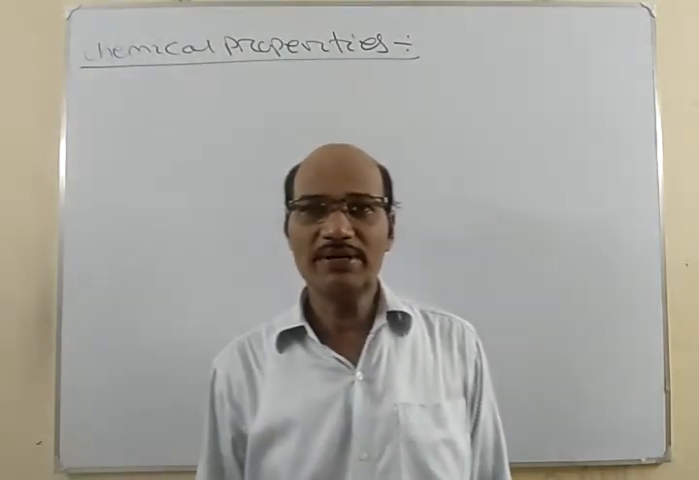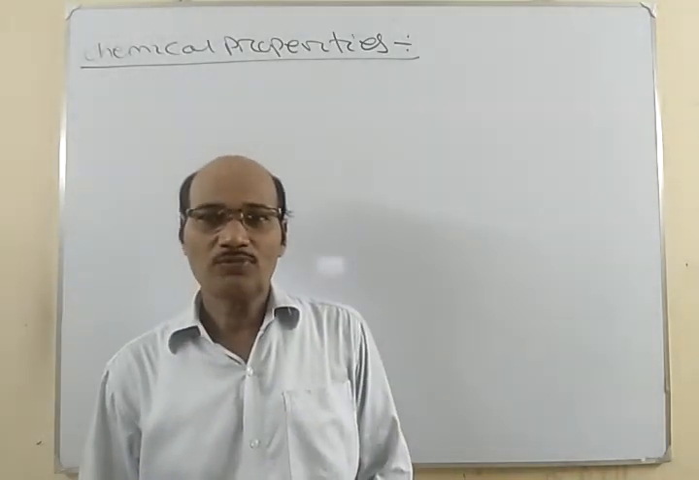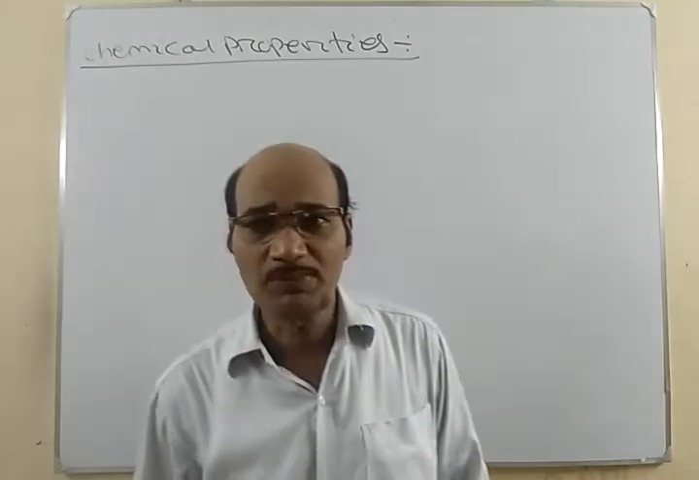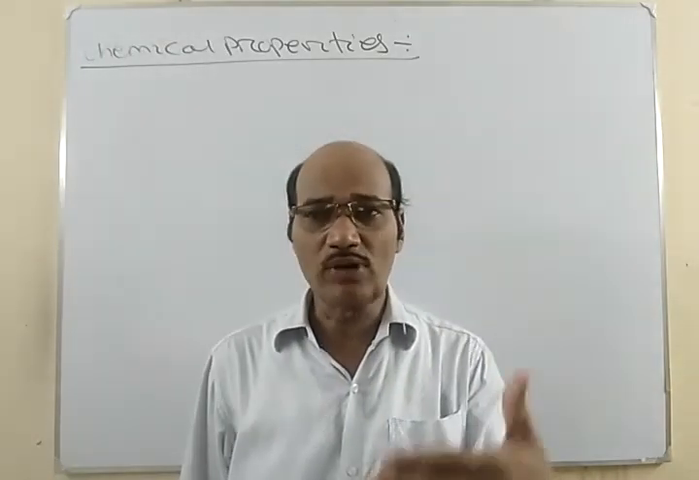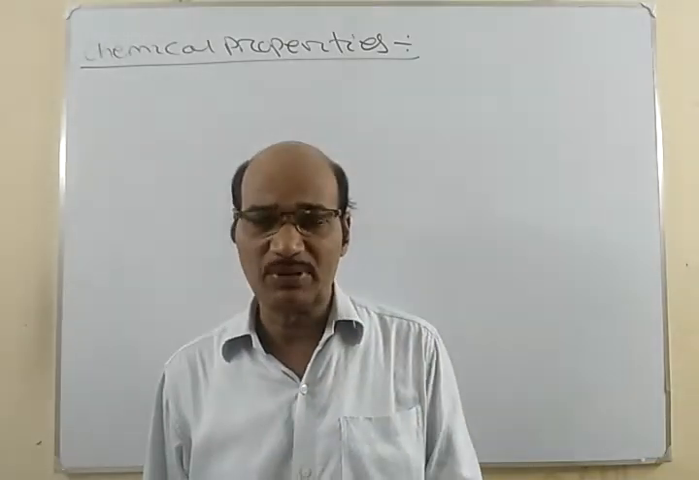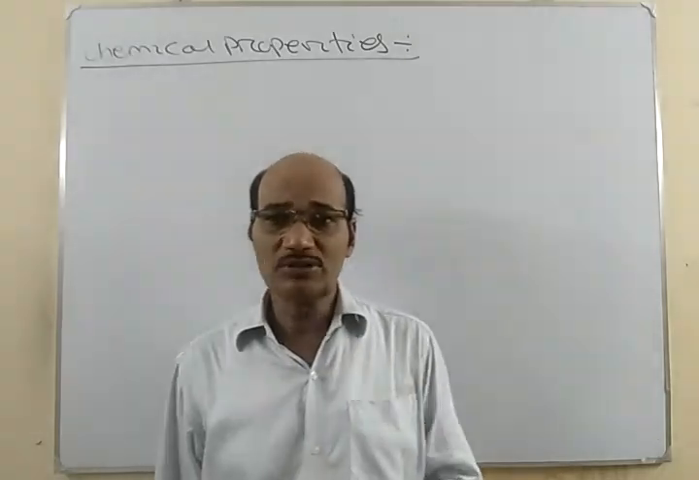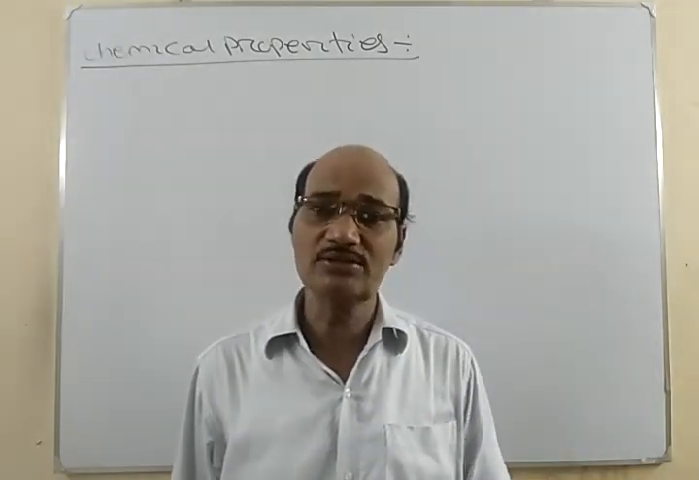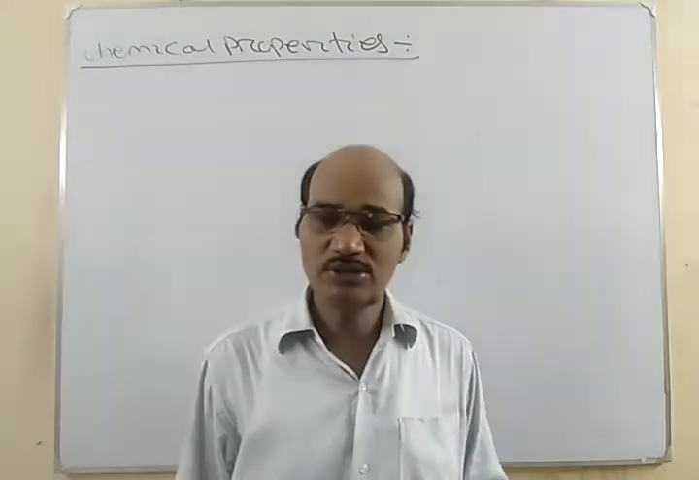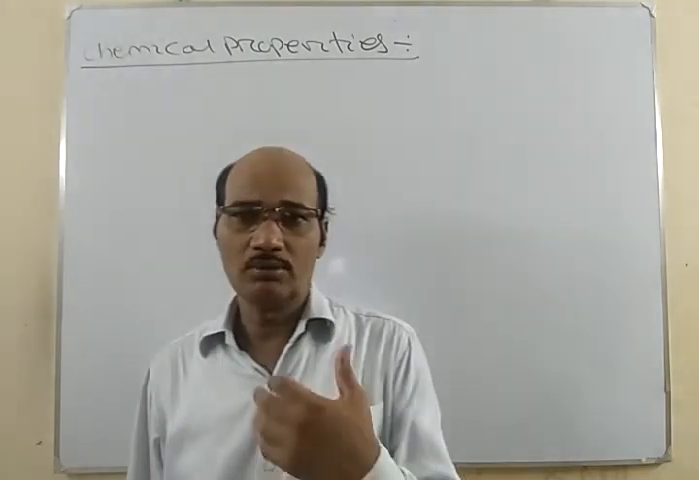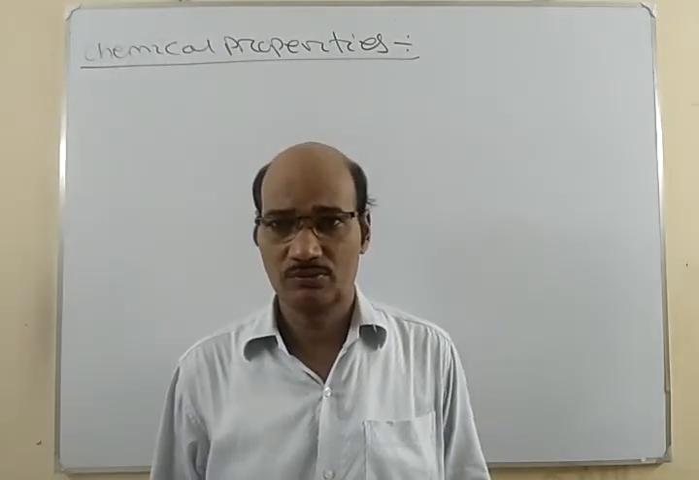Now, chemical properties of benzene diazonium chloride. From the methods of preparation, we have seen that benzene diazonium chloride can be prepared from aniline. But for this purpose, the starting material we can take is benzene. So benzene, by nitration, gives nitrobenzene, then nitrobenzene by reduction gives aniline, then aniline you can convert into benzene diazonium chloride.